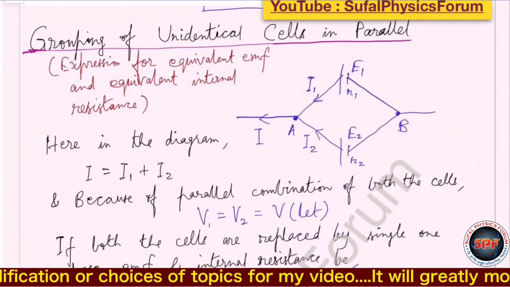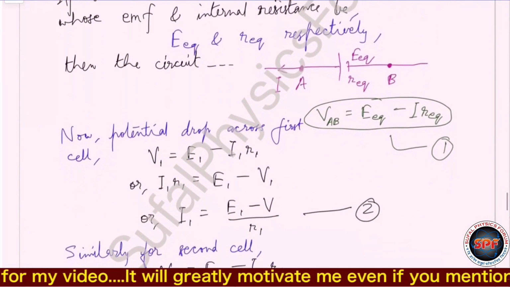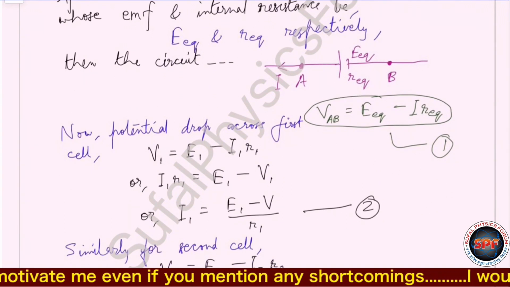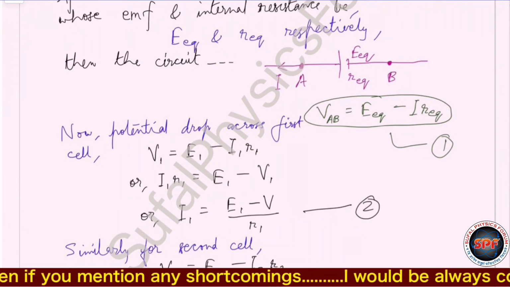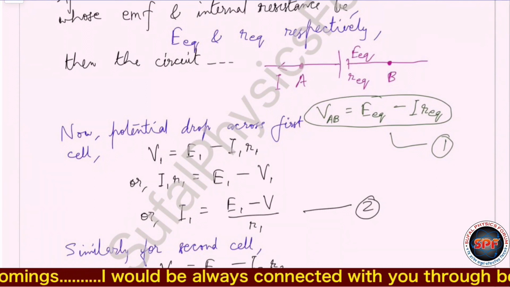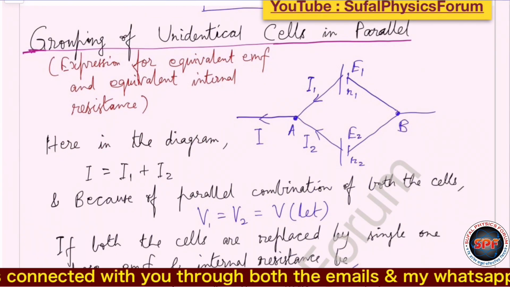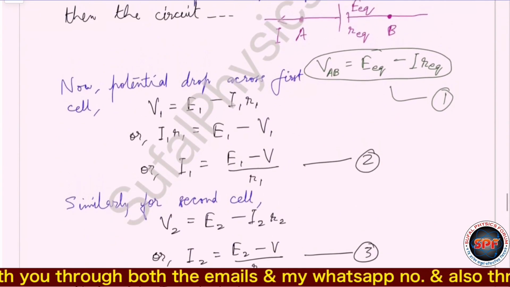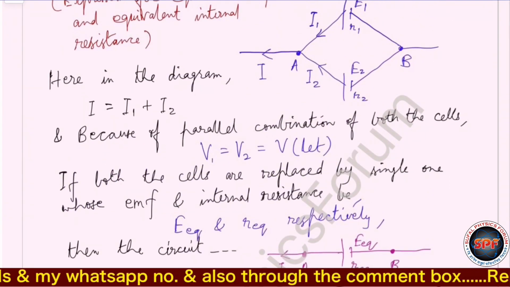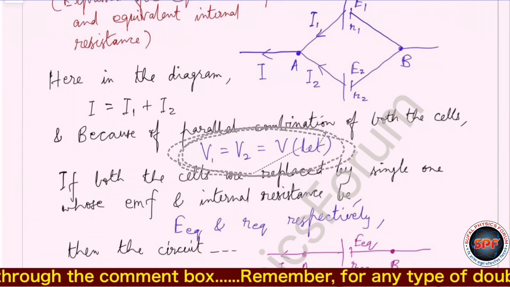Suppose these two cells could be replaced by a single cell, that is E equivalent, whose internal resistance is equivalent. Then these two values have to be determined. In parallel, potential difference remains the same. That's why V1 is equal to V2 is equal to V.